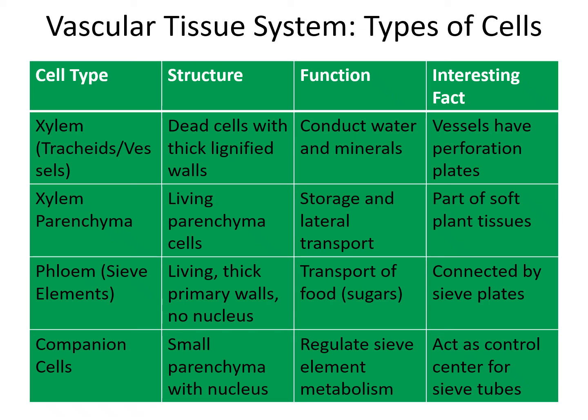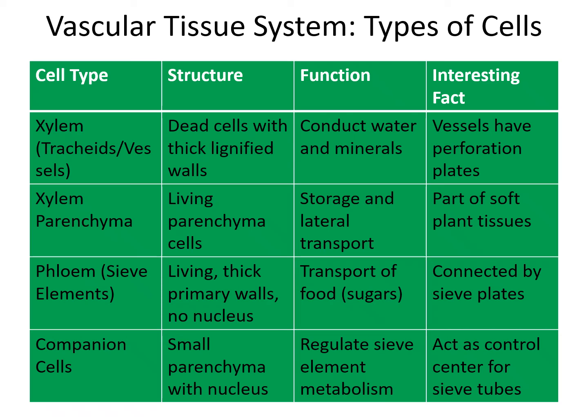Now xylem tissue, basically they are dead with thick lignified walls. This is in case of tracheids and vessels. So what are these? Xylem tracheids are dead cells with thick lignified walls. They conduct water and mineral. And vessels, they are also part of xylem. They have perforation plates through which water and mineral can pass.